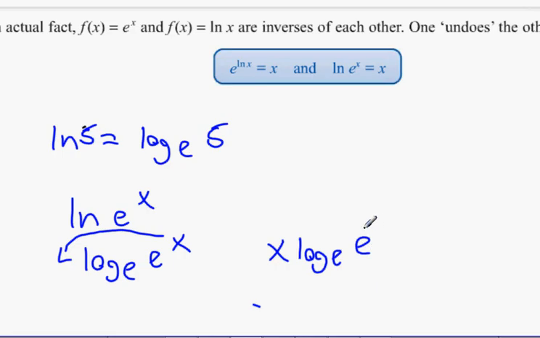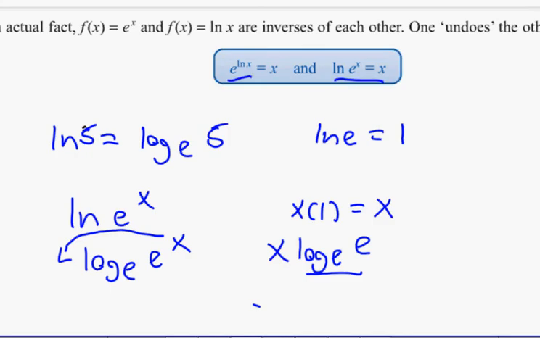Now what do we know about logs? Any log to the same base is 1. So this means it's going to be x times 1, which is x. You happy with that? So basically ln e on its own is 1, always 1, because it represents log e to the base e. Now, that explains the one to the right.